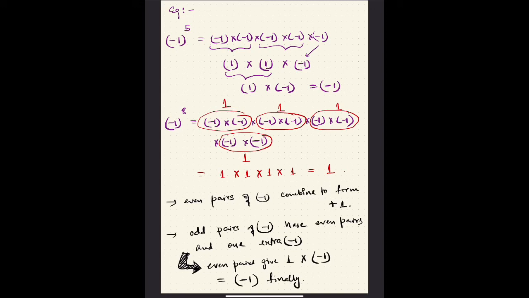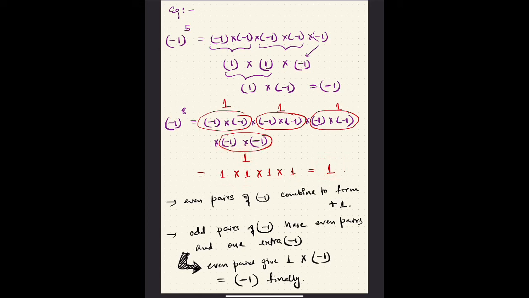Similarly, now let's talk about even power. Let's say that we have negative 1 to the power 8. So this would be our first pair, which would give us 1. This would be our second pair, which would give us 1. This would be our third pair, which would give us 1. And this would be our fourth pair, which would give us 1. So 1 times 1 times 1 times 1 is actually equal to 1.